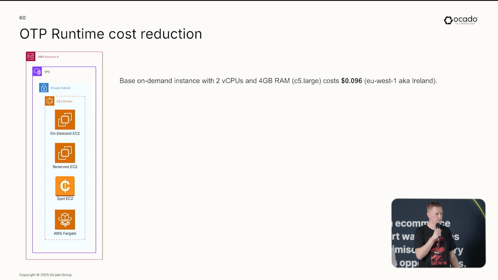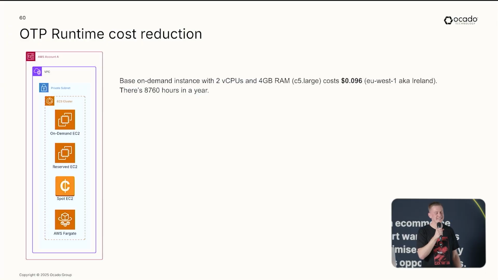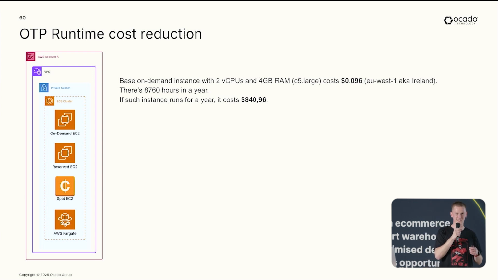Is that a lot or not? Anybody? It depends. It depends. That's a good answer. Well, there's 8,760 hours in a single year. So if you want to run that single instance for a year, that's going to cost you $841 for a year, for a single instance with 2 vCPUs and 4 gigs of memory. I don't know how about you, but for me, that's quite a lot.